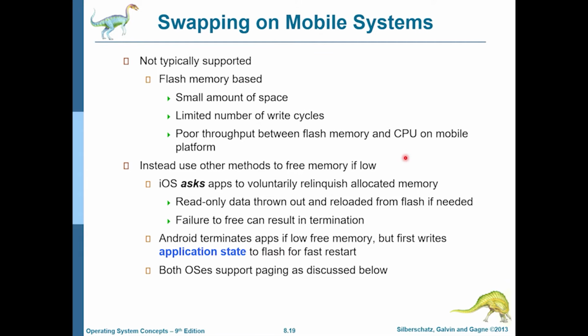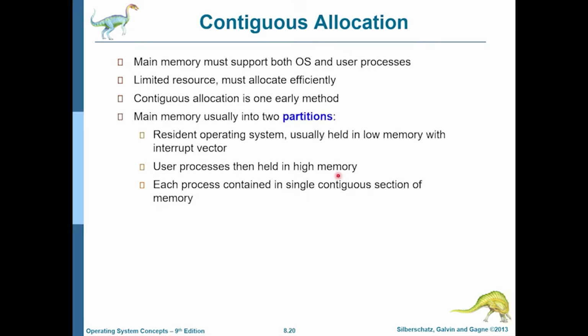But this traditional swapping out and swapping in, of throwing out entire processes to a backing store and bringing them back when required, does not happen in Android and iOS. Let's discuss a mechanism through which memory was allocated to processes and the operating system in older operating systems.